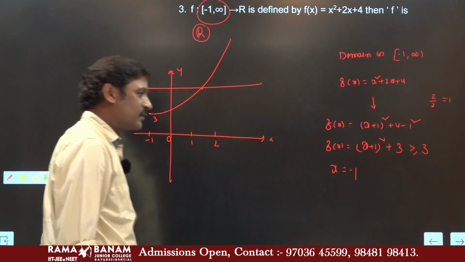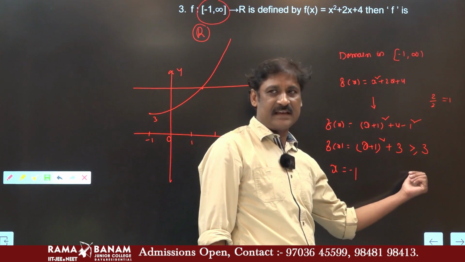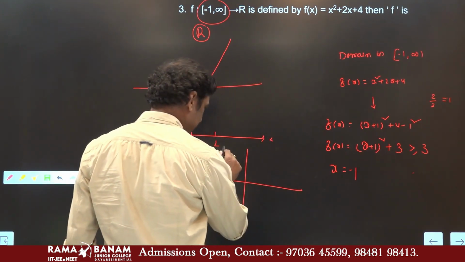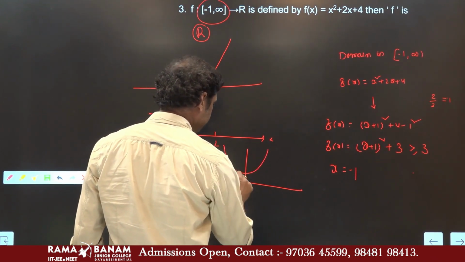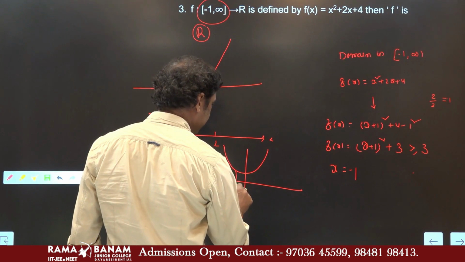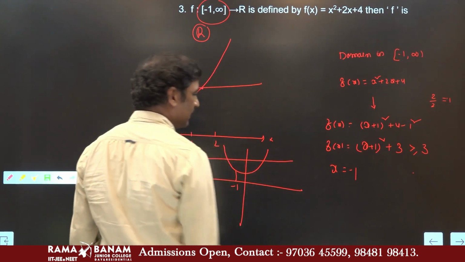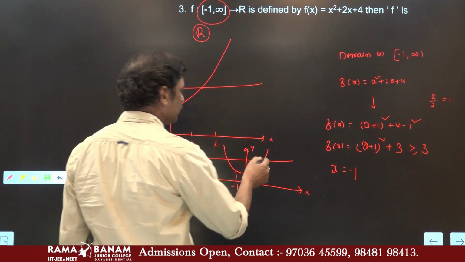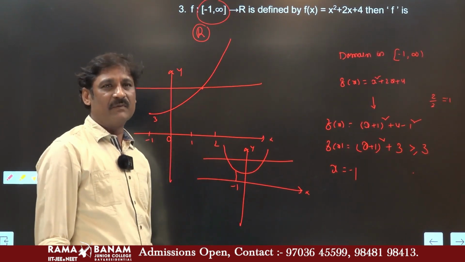When the domain changes, the minimum value at x equal to -1 is 3. It doesn't change here. Now you see this, the graph of the function will be just like this only. This is the point at x equal to -1. If you draw the graph of the function, it cuts two points. It is not a 1-1 function. It is said to be a many-1 function.